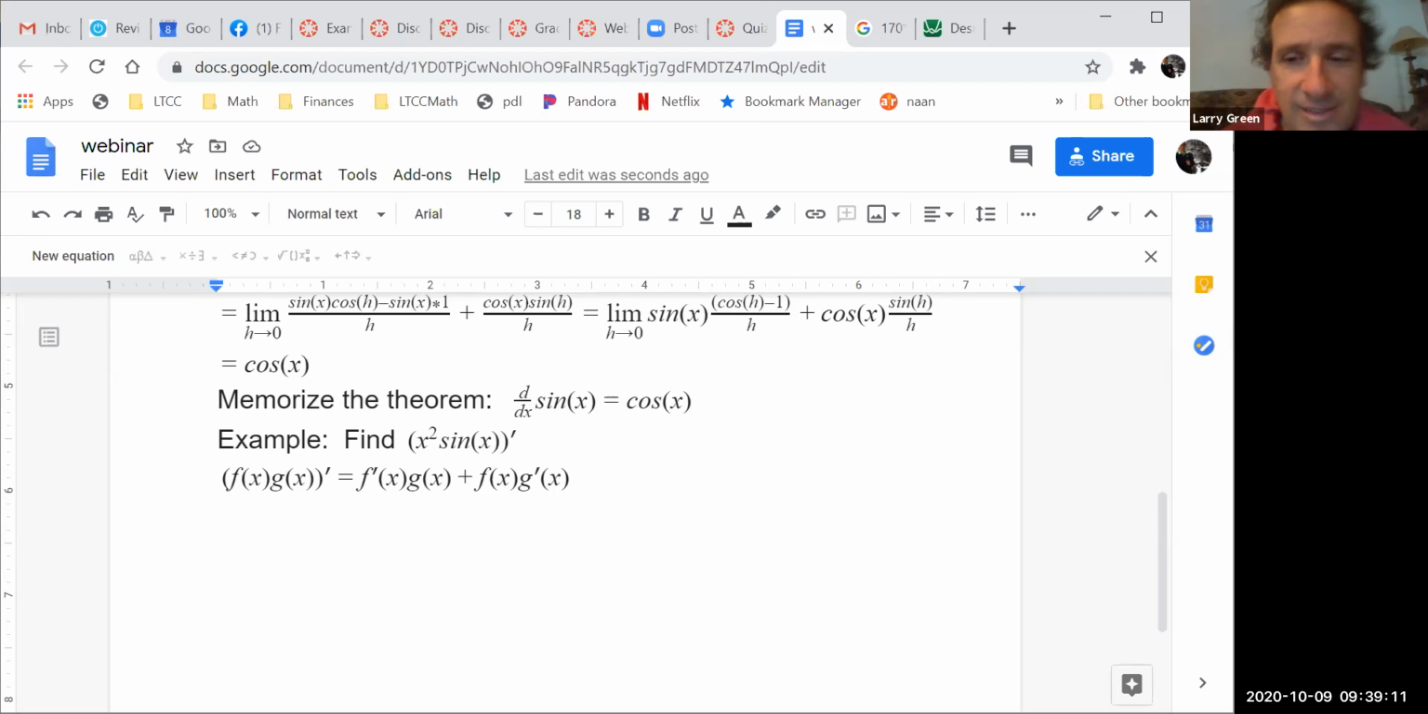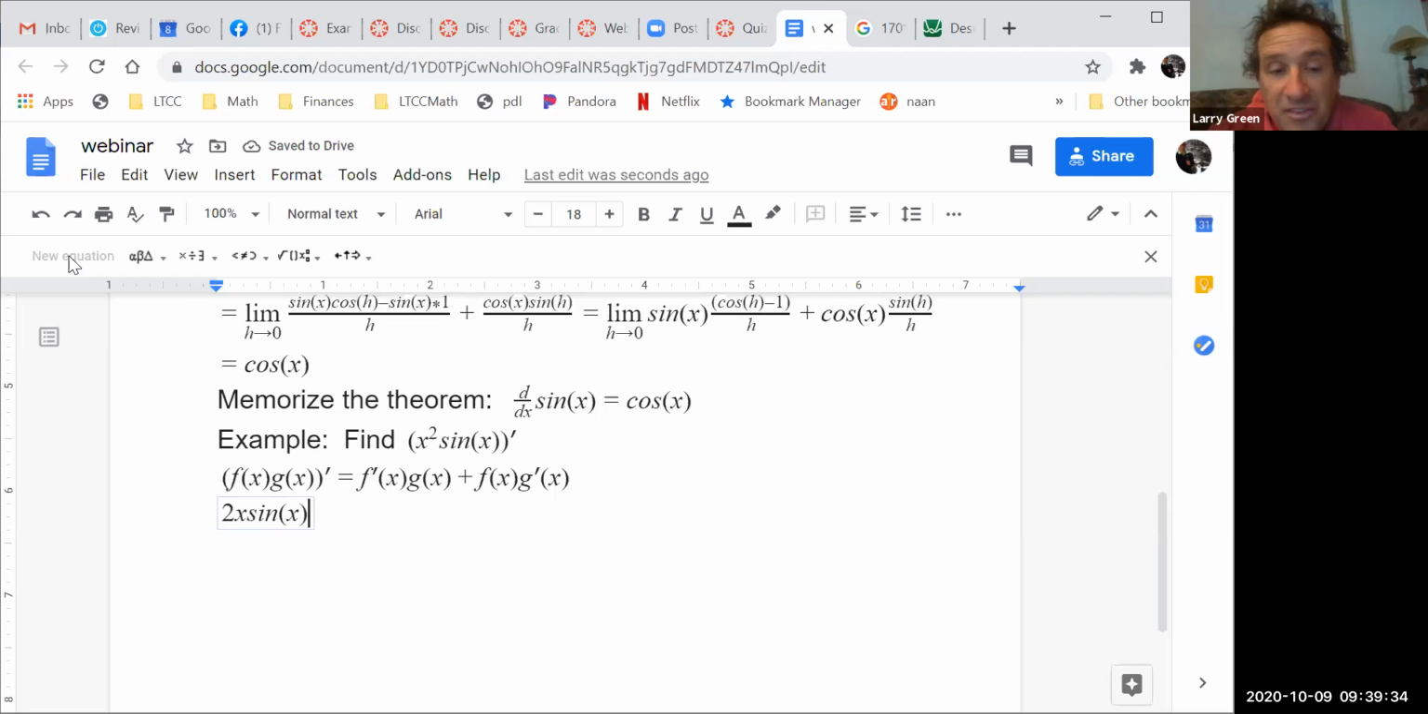So let's see if you can get it. Good, it looks like we got one person. So again, f prime of x is 2x. So f prime is 2x. Good. And the order you write it doesn't matter. So 2x times g of x, which is sine of x, and then plus f of x, which is x squared, times g prime of x, which is cosine of x.